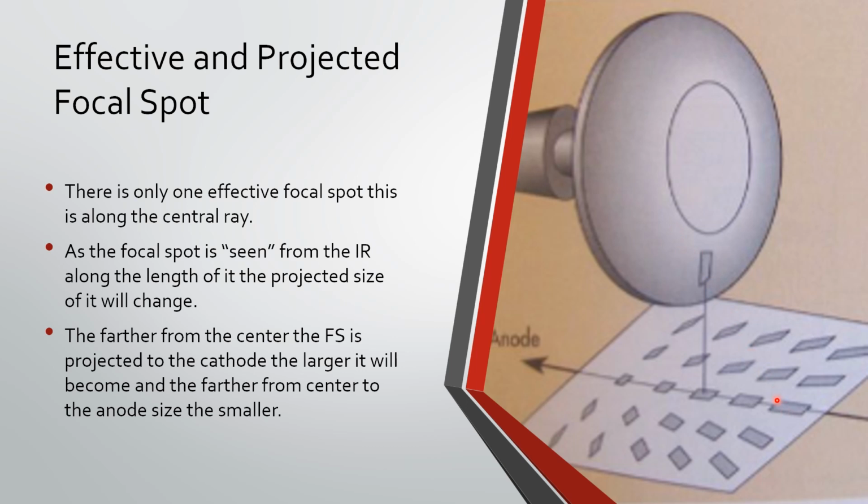All right, the actual focal spot is going to stay the same. The effective focal spot is going to stay the same because it's only right here in the central ray. It's only this one point. It's theoretically small, like a point is in math, but for us it's this size, okay? And as you go to the cathode, it's going to become larger. As you go to the anode, it's going to become smaller, the projected focal spot. So these are just different terms that may be used, and we need to know the difference between them as they're being used. Okay?